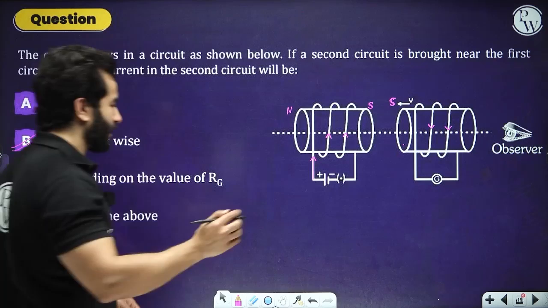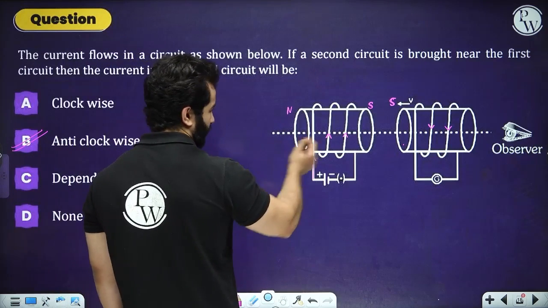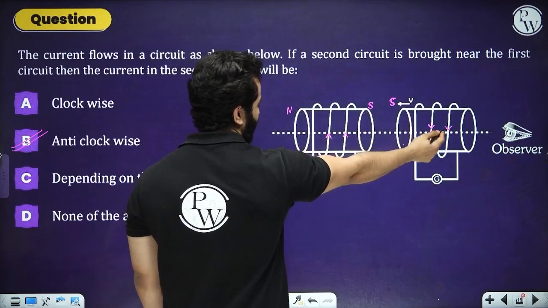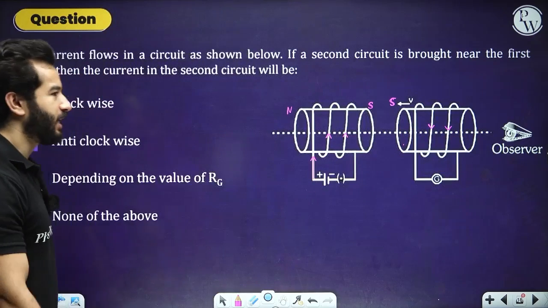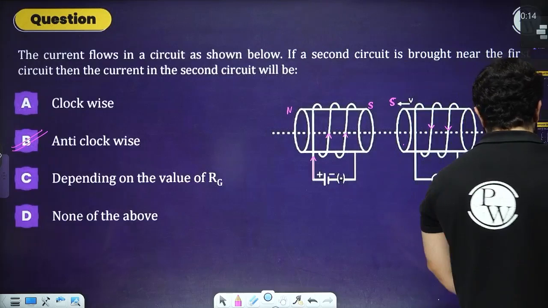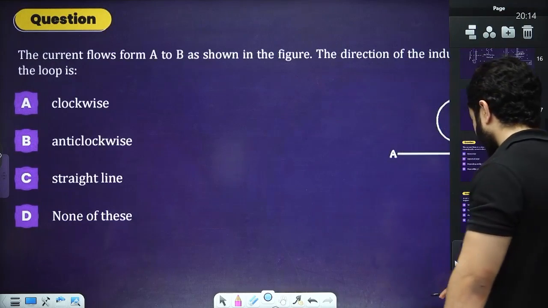And that law is also correct, by the way, because that's going to be north pole, no? This is south pole, so that will be north pole, so that will be anti-clockwise. That thing is also correct, that you might have seen that pattern, right? So now let's move to the next question.